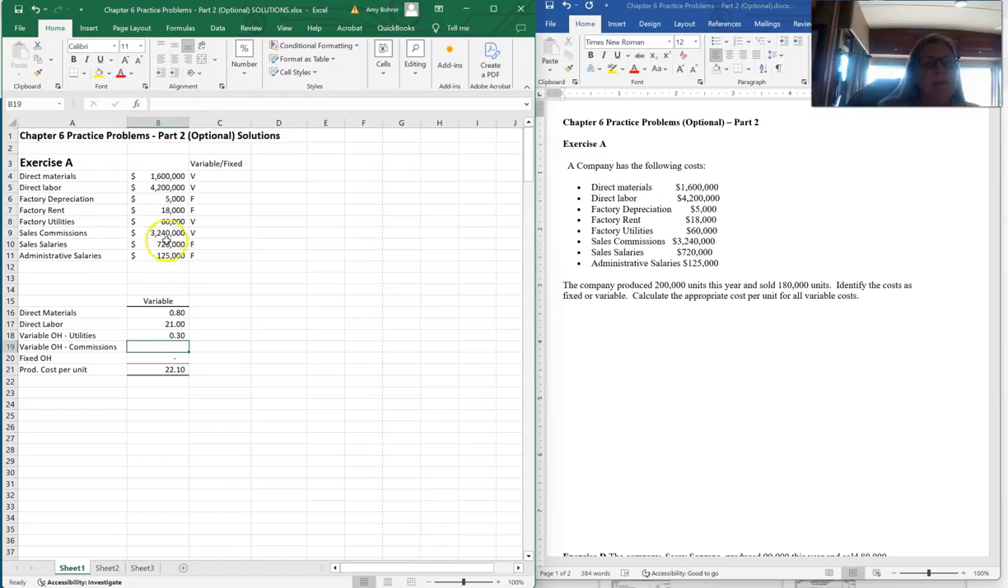And then sales commissions. That's also going to vary, but that's not going to vary based on the number of units produced. That's going to vary based on the number of units sold, right? Because they're going to get commissions based on what they sold. So we're going to take the 3,240,000 and we're going to divide that by the number of units sold, which if we look at the problem, that was 180,000. Okay, so that's our total variable costs per unit for these items here that they've given us. It doesn't tell us to calculate the fixed overhead costs per unit, just the variable.